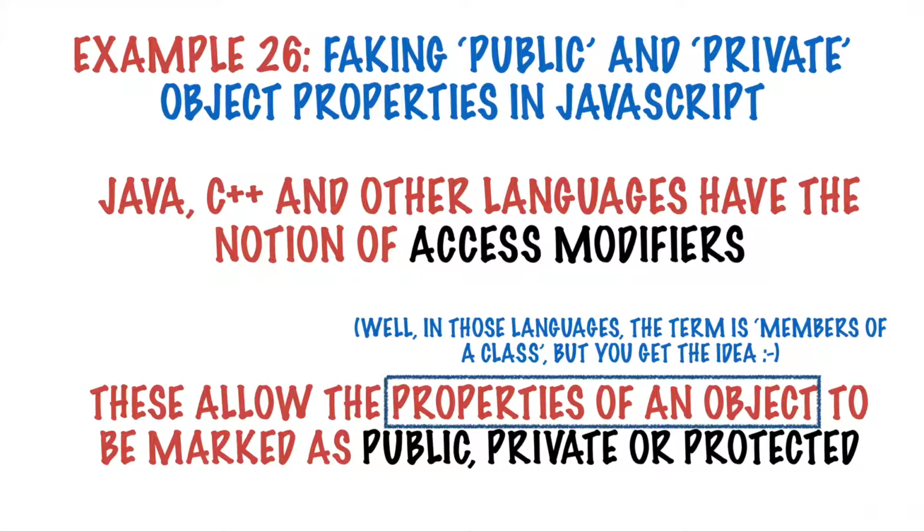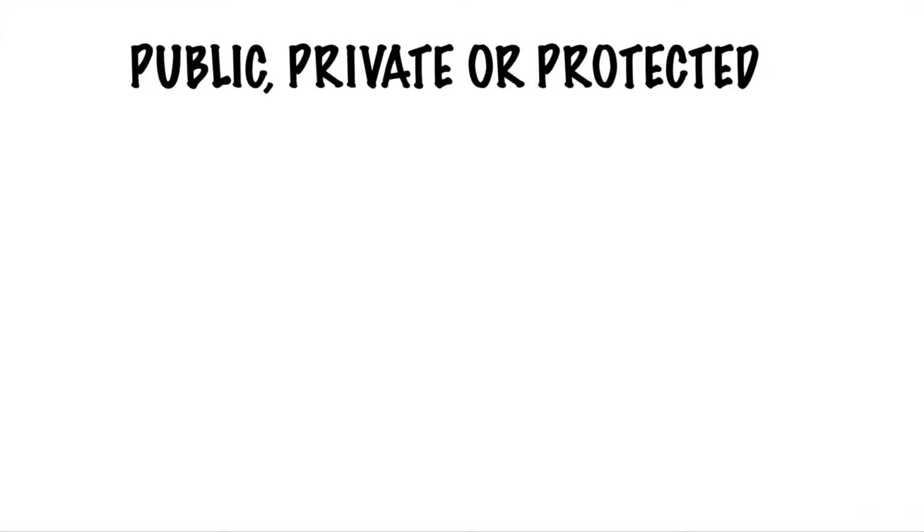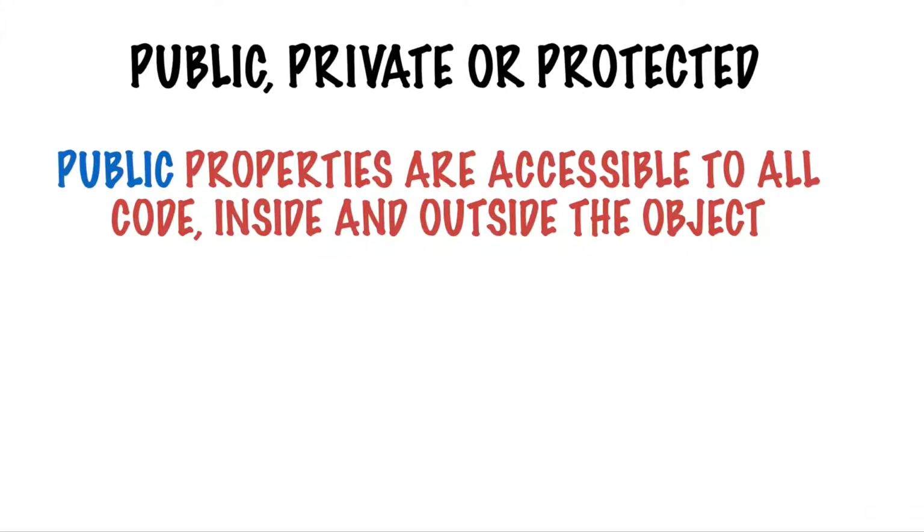The three types of access modifiers that programmers in Java and C++ would have dealt with are public, private, or protected. Each of these has a specific meaning. It basically defines who can access a certain property. Public properties are accessible to all code, whether that code lives inside an object or outside an object. When a property is public, anyone, anywhere in the world of JavaScript, once they have an object, can access the public properties.